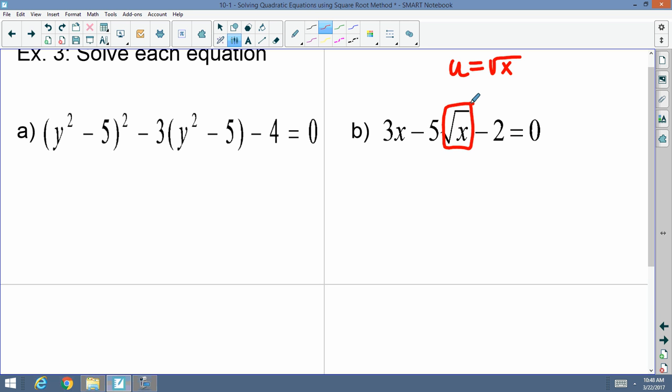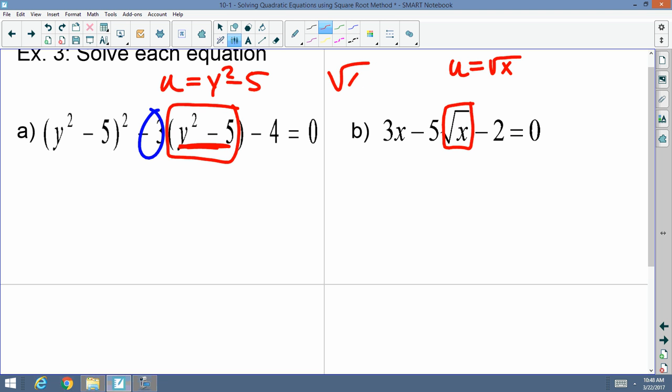Yes, I ignored the 5, just like in this one when I said u equals y squared minus 5, I am ignoring the coefficient. I only deal with the variable part. If it's something encapsulated in parentheses, that whole thing is the u. In this particular case, what's being multiplied by the coefficient is the square root of x. Thank you so much. Like my boy just said, if I take the square root of x and I square it, I get x. So guess what? This is 3u squared minus 5u minus 2 equals 0.